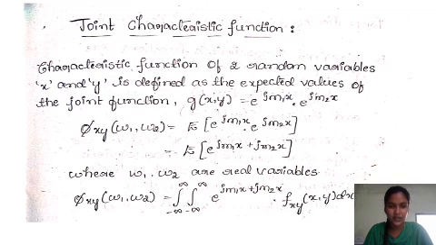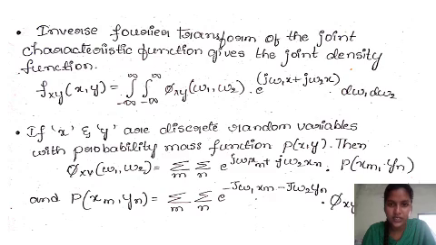Phi xy of omega 1 comma omega 2 is equal to the double integral from minus infinity to plus infinity of e power j omega 1 x plus j omega 2 y into fxy of x comma y into dx dy. The inverse Fourier transform of the joint characteristic function gives the joint density function, that is fxy of x comma y is equal to the double integral from minus infinity to infinity of phi xy of omega 1 comma omega 2 into e power minus j omega 1 x minus j omega 2 y into d omega 1 into d omega 2.